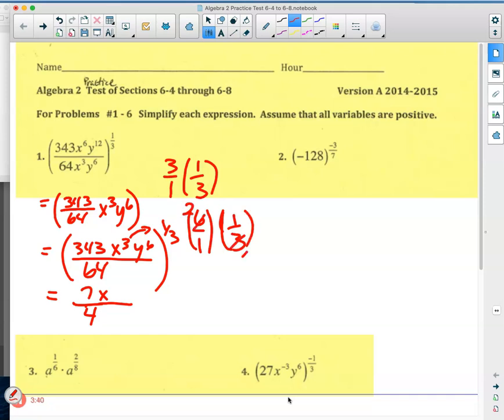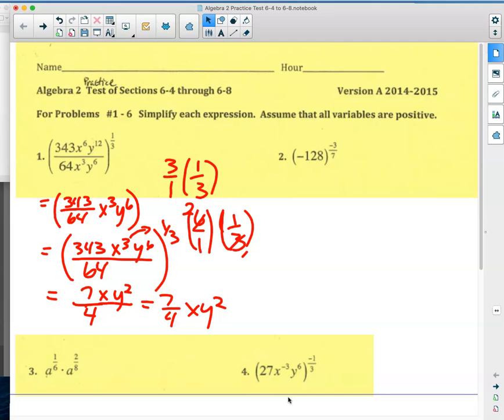And a little quick reducing there would give us a y squared, and it's a positive y squared, so it goes on the top. So you could write it as 7xy squared over 4. You could also write it as 7/4 xy squared. Both of those would be absolutely correct. So there is number 1.